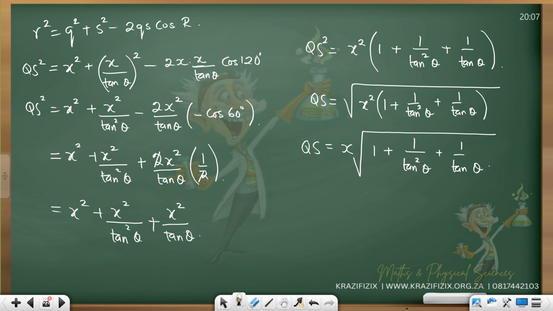Guys, I hope it makes sense. Cosine rule. Side, angle, side. And that is it for the night.